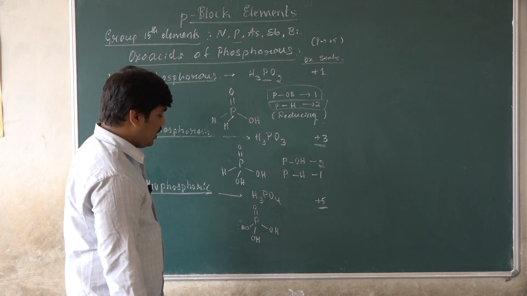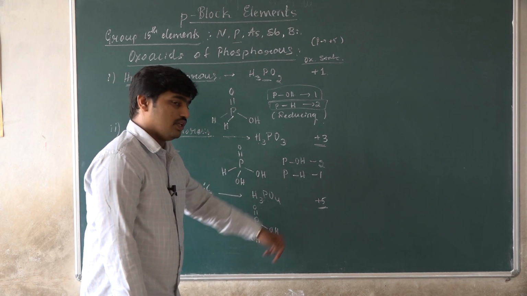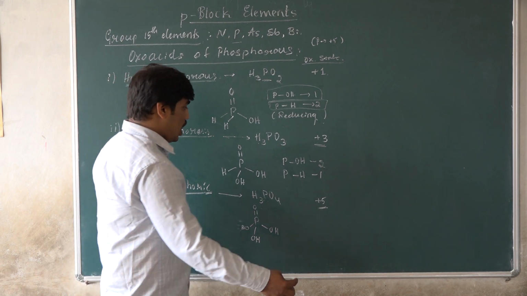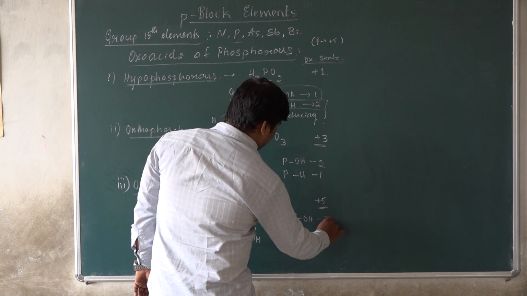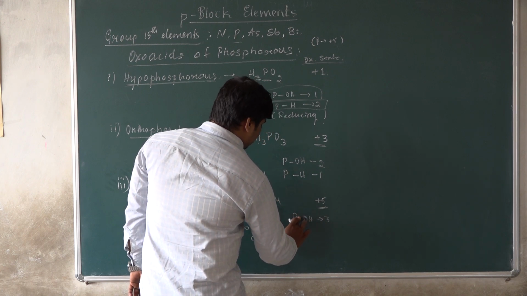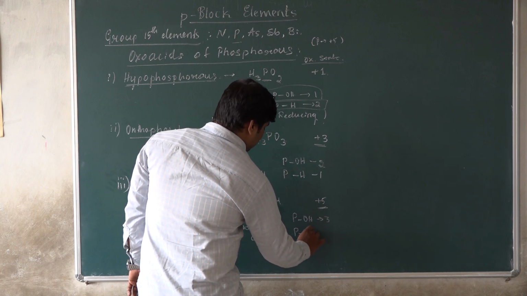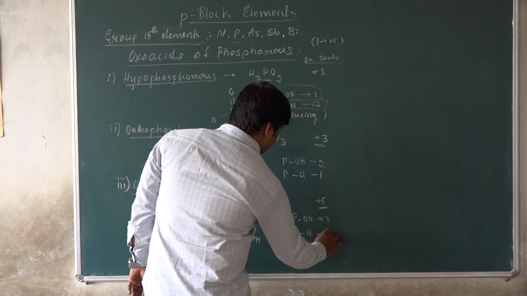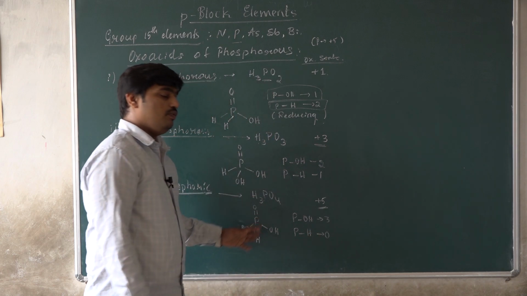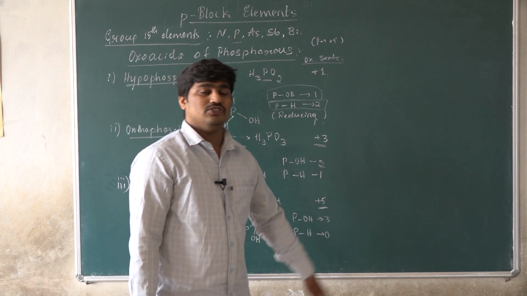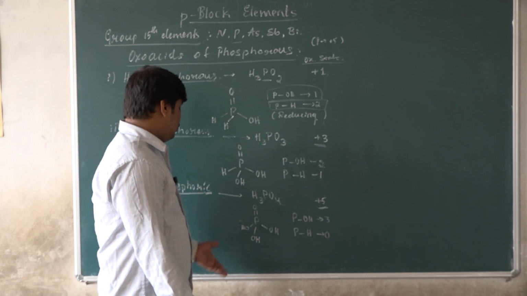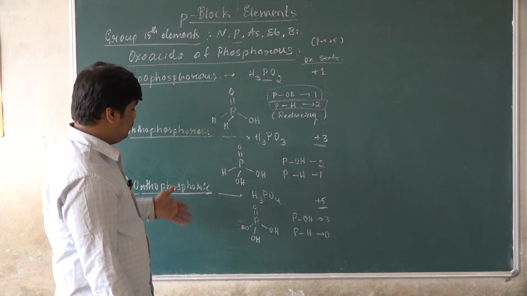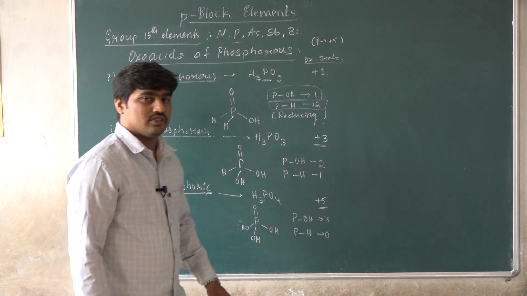In the orthophosphoric compound, what is the oxidation state? +5 is the oxidation state. How many P-OH bonds? There are 3 P-OH bonds, and there is no P-H bond. Does it show any reducing property? No. So these are the things under the oxo acids of phosphorus.